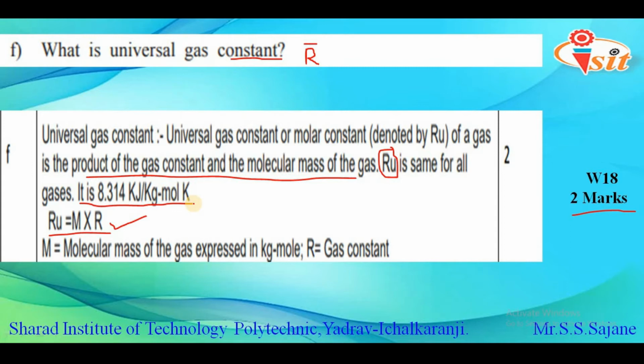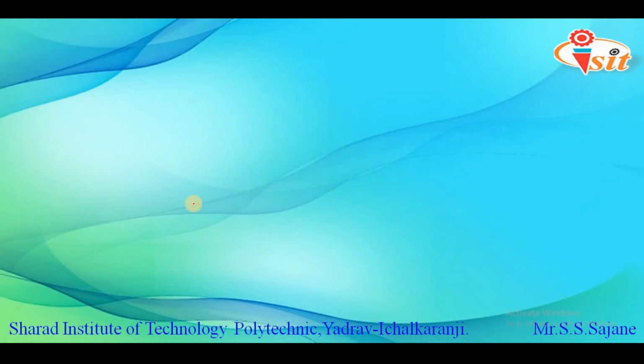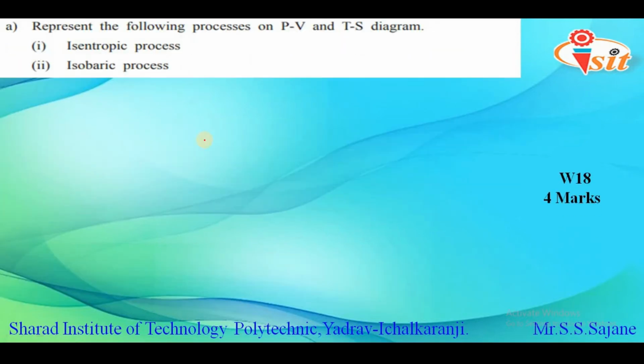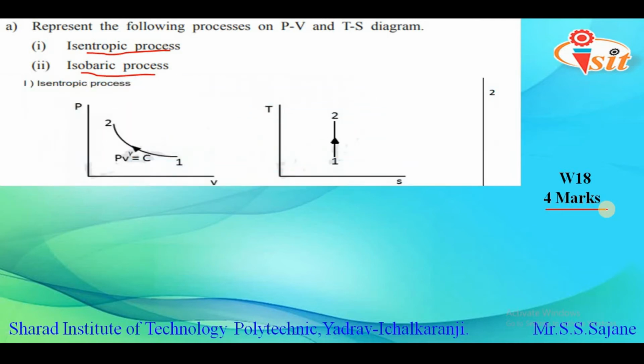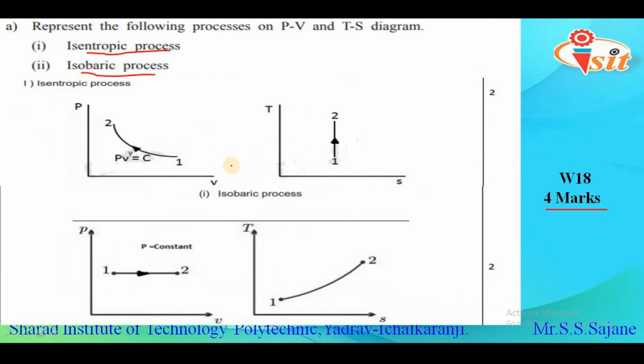Now let's see the next question, and the question is as follows: represent the following process on PV and TS diagram. The first process is isentropic process and the second one is isobaric process. So this question is asked for 4 marks. You have to draw PV and TS diagrams. Since they have asked 2 processes, we will have a total of 4 diagrams and each diagram will carry 1 mark. So we have here the PV and TS diagrams for isentropic process as well as for isobaric process.